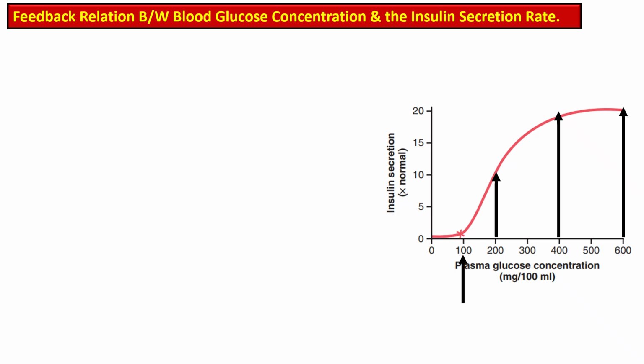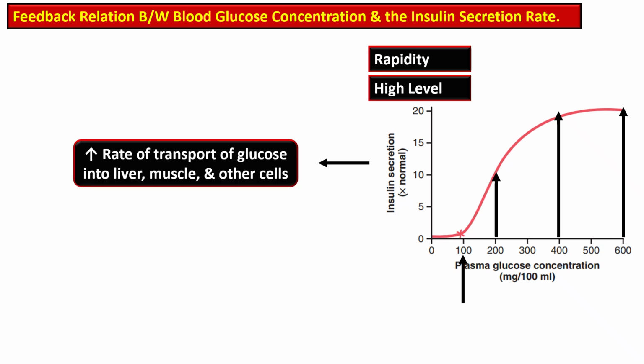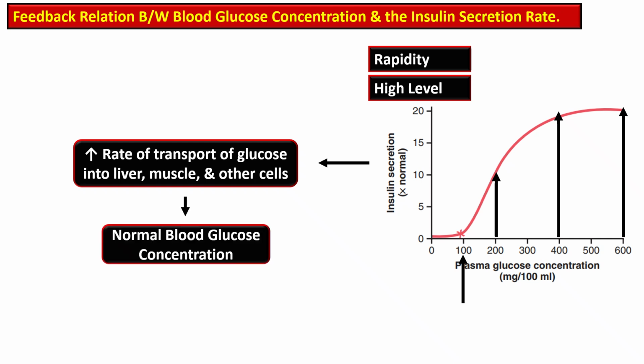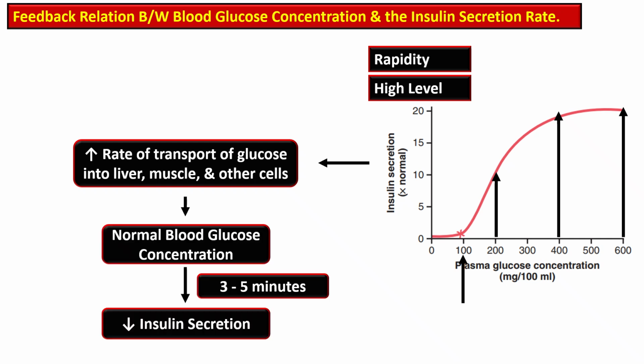As glucose drops, insulin secretion then decreases, rapidly returning to baseline within 3 to 5 minutes after the blood glucose normalizes. So this negative feedback loop maintains blood glucose level within a normal physiological range, preventing hyperglycemia or hypoglycemia. So the insulin secretion is highly sensitive and dynamic, responding almost instantly to fluctuation in blood glucose to maintain homeostasis.